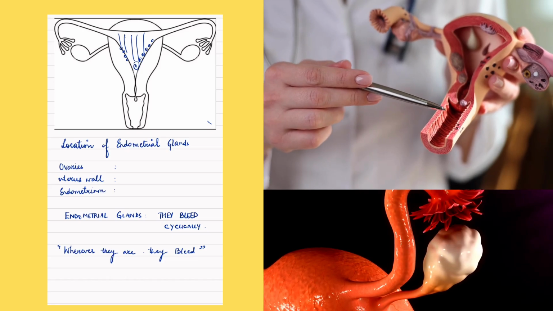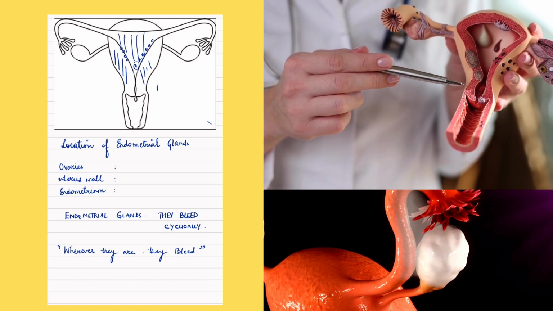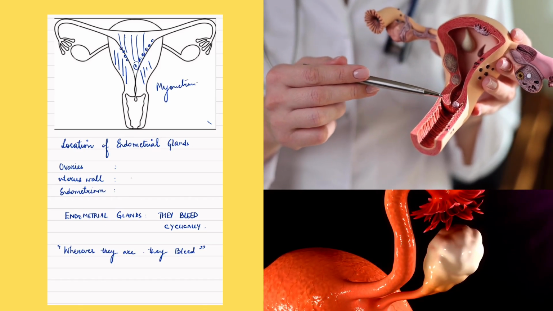Now when they are inside the wall of the uterus, which is also called the myometrium, such a condition is called adenomyosis.